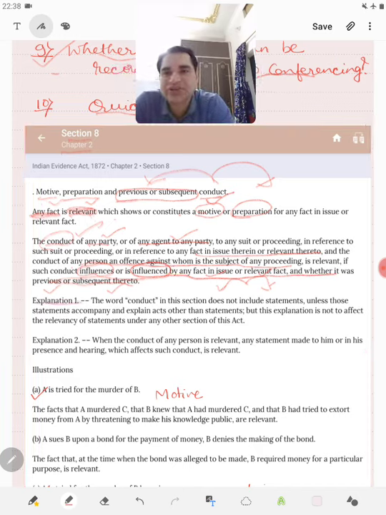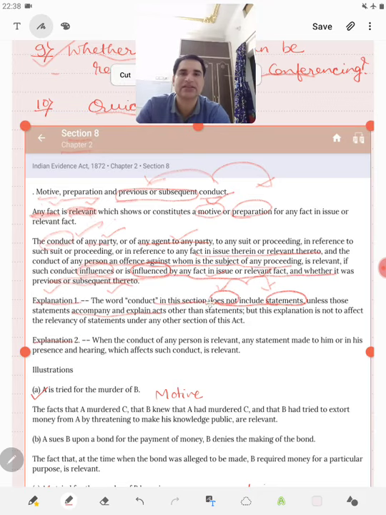Then there are two explanations attached to section 8, and these explanations are very important, as they say that generally conduct does not include statements. So if the question is whether conduct includes statement, then the answer is that conduct does not include statement. However, there are two exceptions to it: unless those statements accompany and explain acts. So if the statement accompanies and explains the conduct, then it will be relevant.